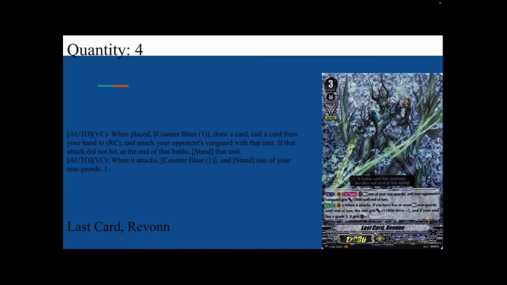Wrong card. I forgot to get rid of its skill. Well, it's fine. We can deal with that later. Ignore the skill on the side here.